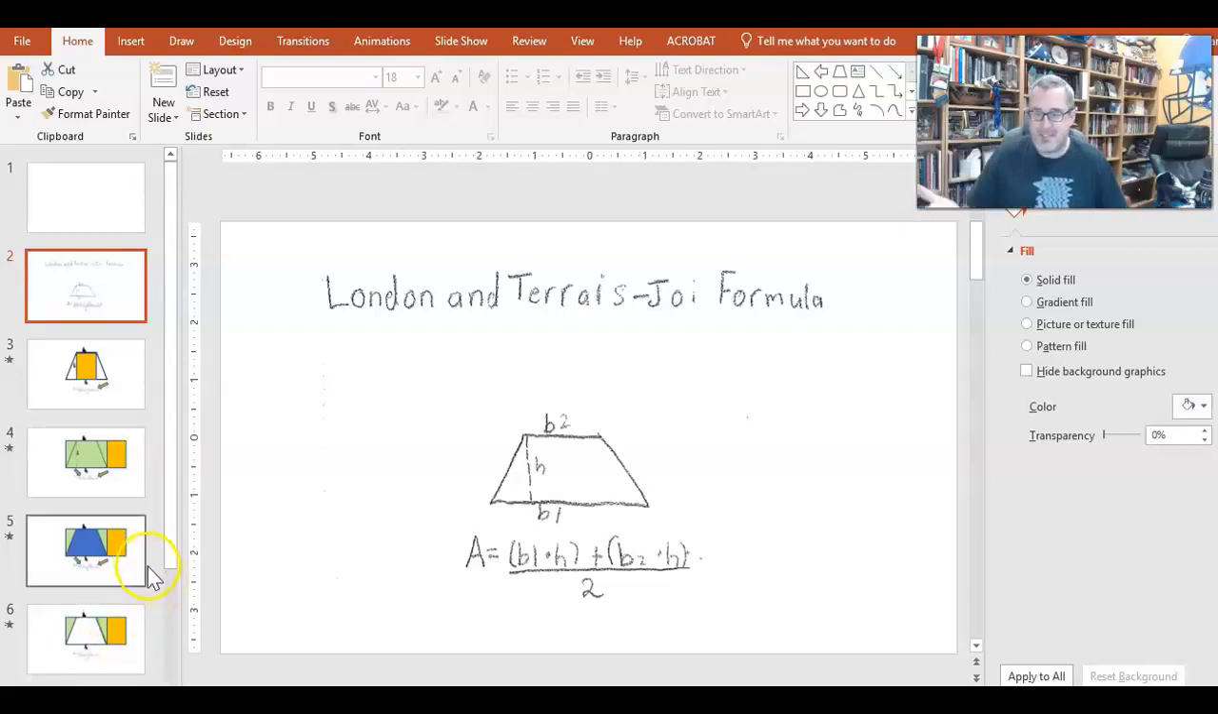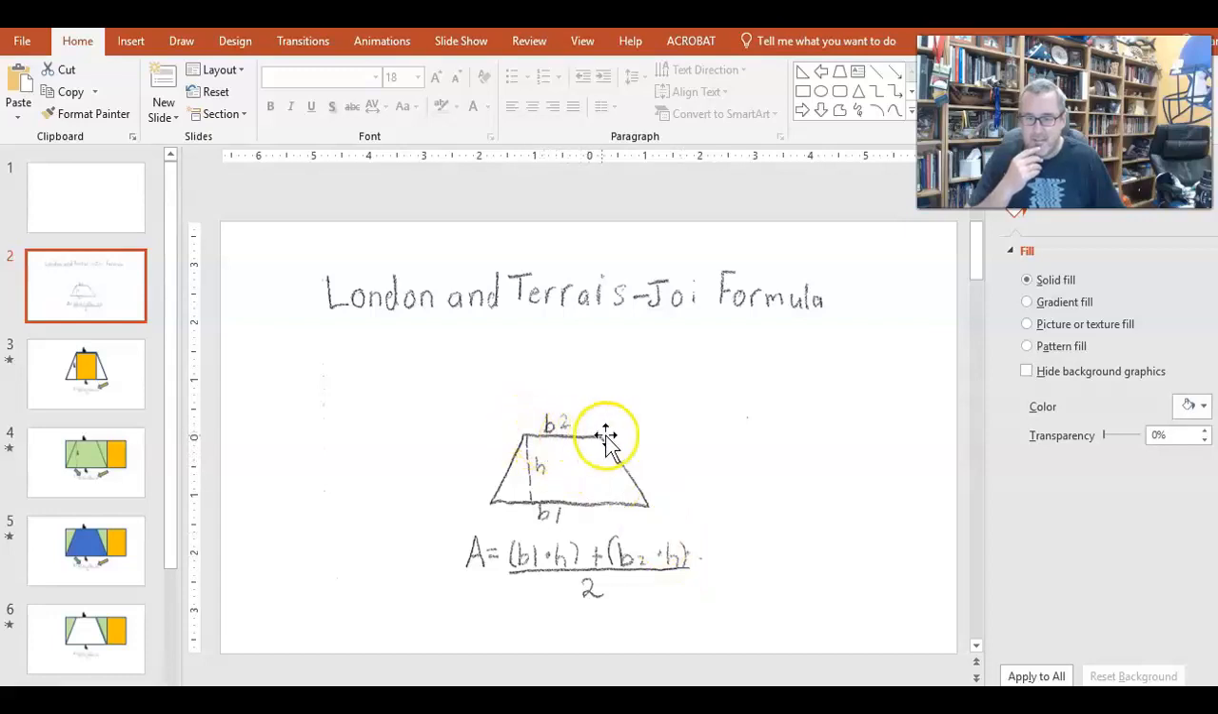So I was presented with this brilliant formula to compute the area of a trapezoid. Brilliant! But how does it make sense? It looks like base 1 times height. So base 1 times height. Well, that would give the area of a rectangle. Plus base 2 times height.